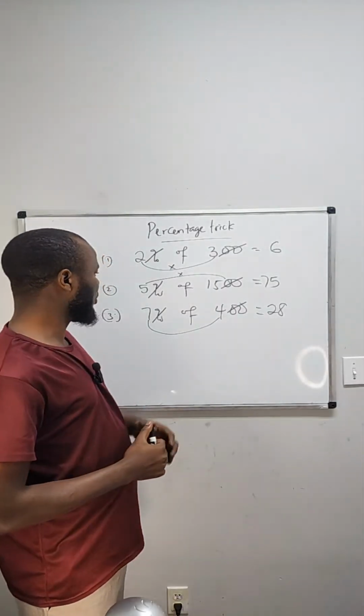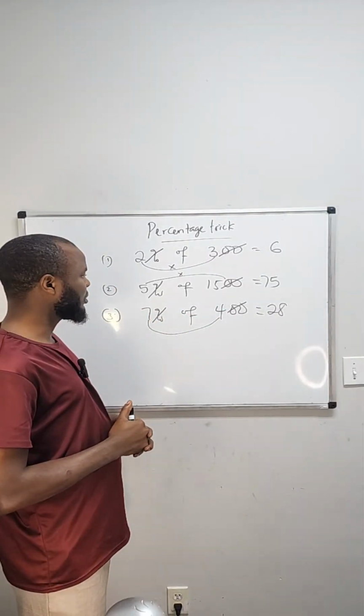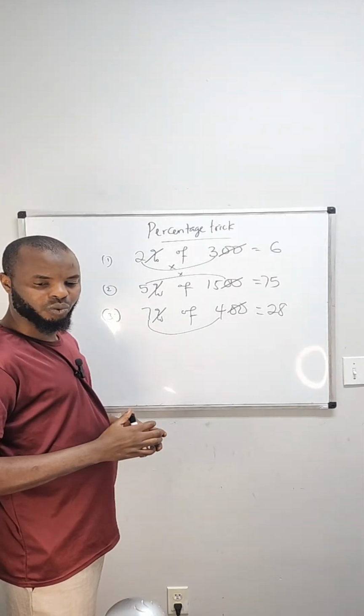So this is the percentage trick. It works. If you have 2 zeros, just let your percentage cancel out the 2 zeros and it works perfectly.